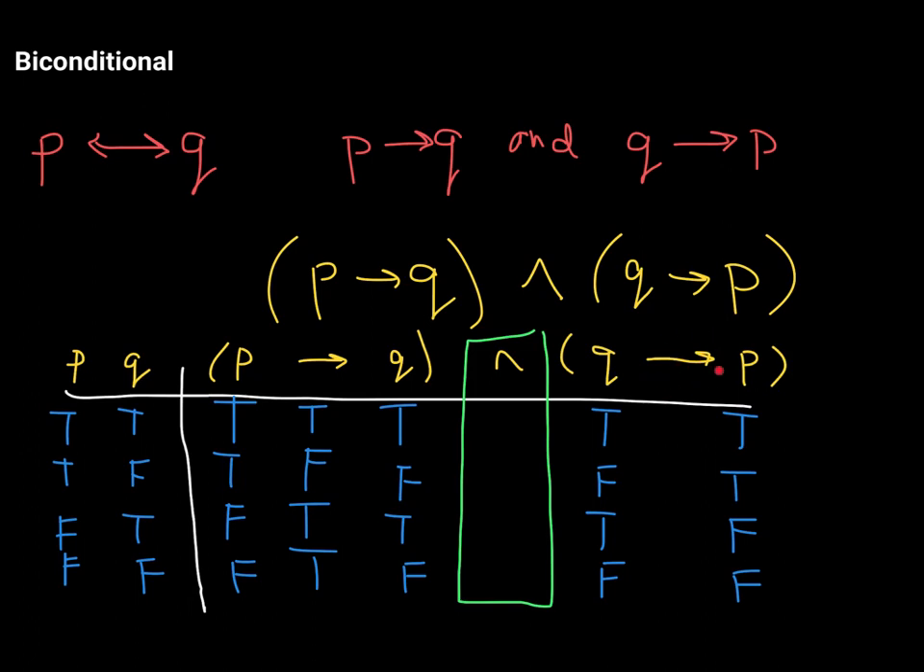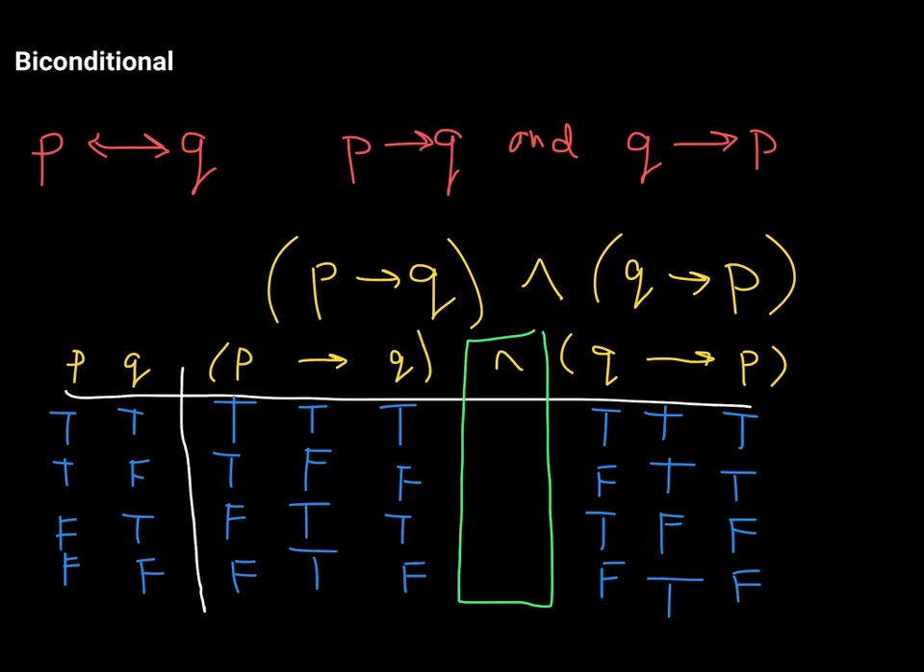Same thing over here. I'm only going to look for when the antecedent is true and the consequent is false. That's when the conditional is false. So here it is. True, false. That's when it's false. All others are true. Cool.